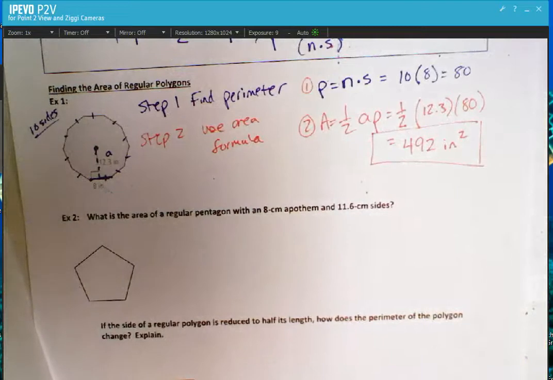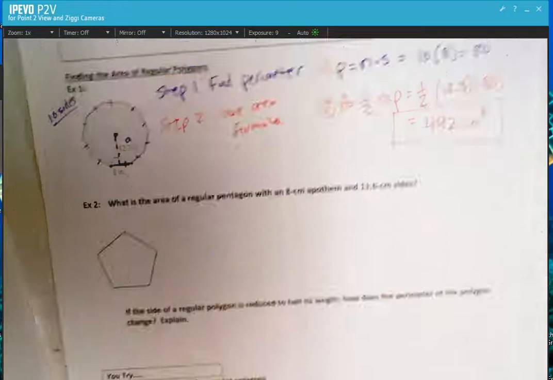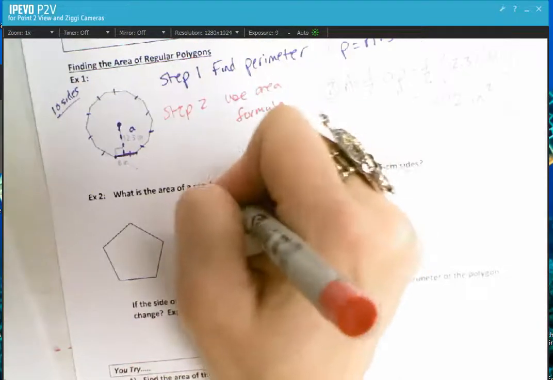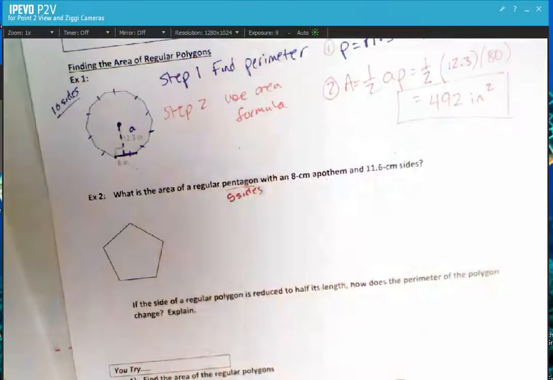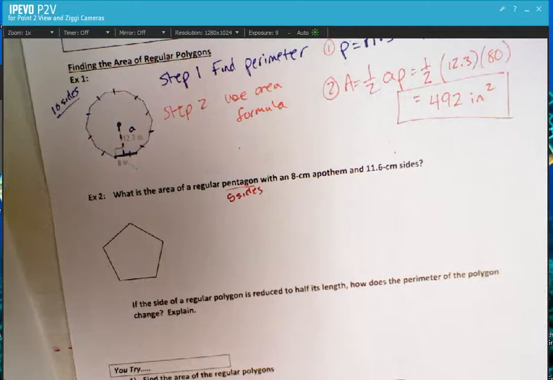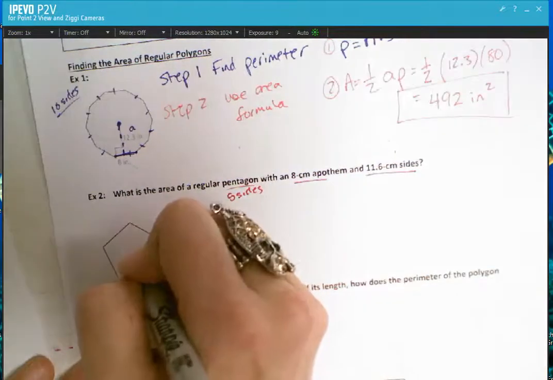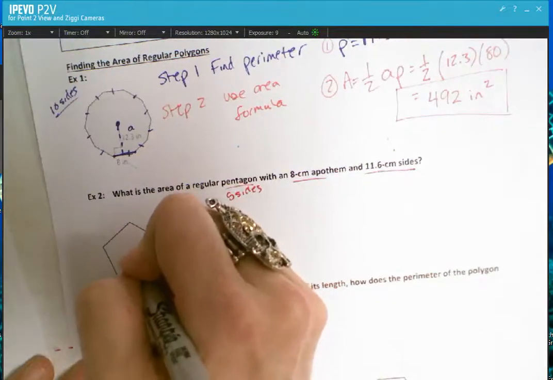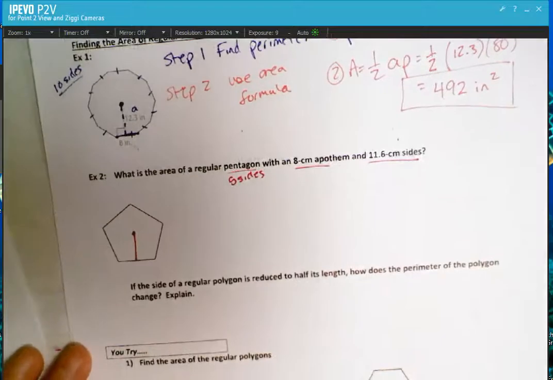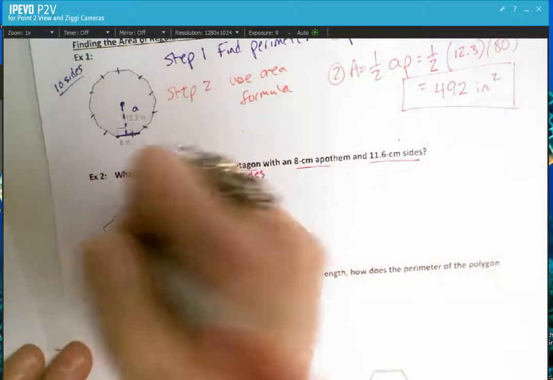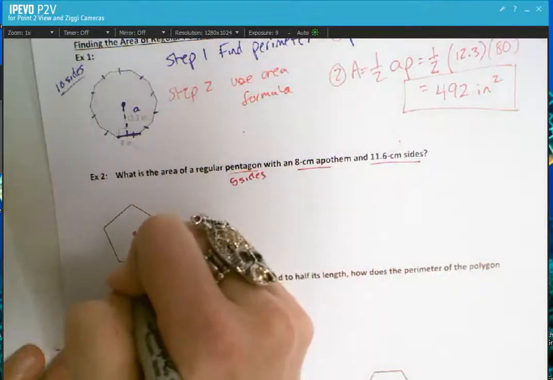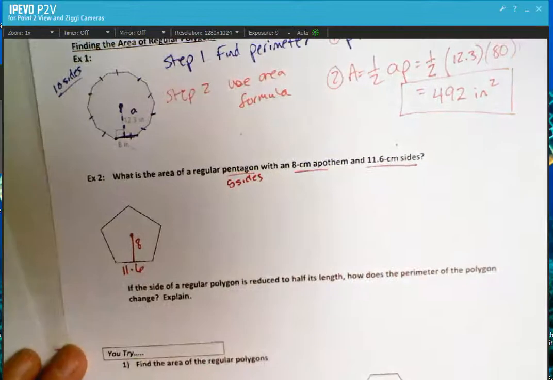All right, let's try another one of these. Let's take a look at what is the area of a regular pentagon. So pentagon, I know, is 5 sides, with an 8 centimeter apothem and 11.6 meter sides. So I know my apothem goes from the center perpendicular to the side. So that's going to be my 8. And I know my side length is 11.6.